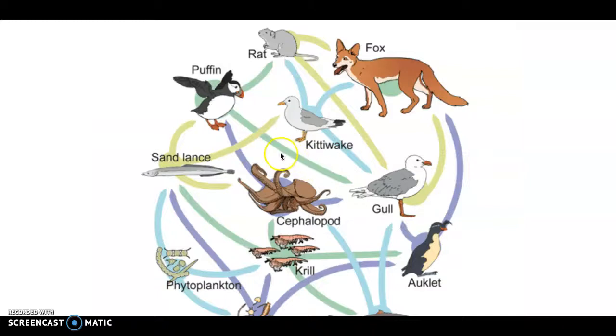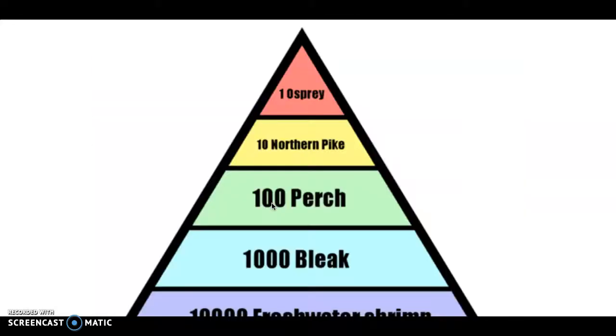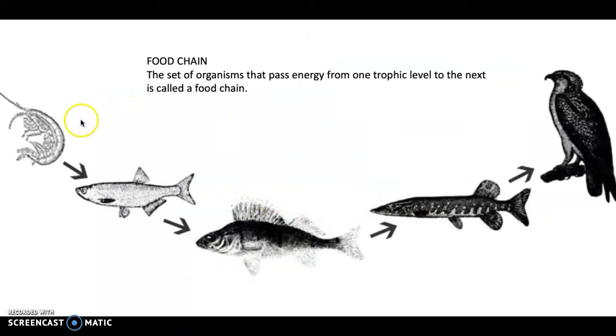All right, remember again, a food web shows the interconnected relationships, all the different relationships between organisms, where a food chain just shows us one certain set of organisms and how they are connected.